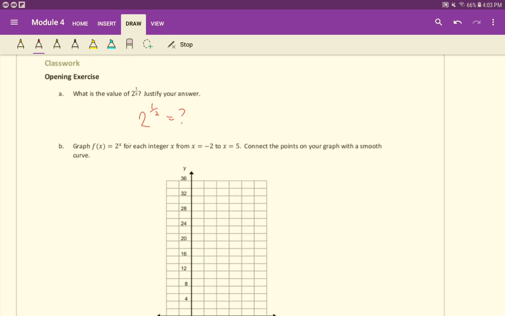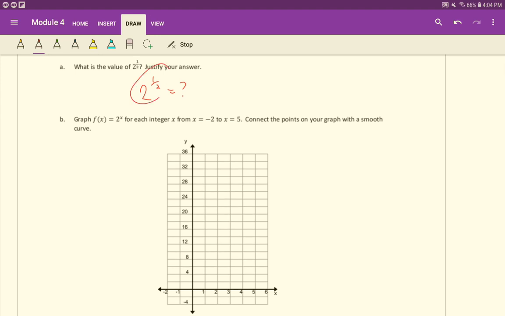What we can do now, though, is graph the function f of x equals 2 to the x for each integer from x equals -2 to x equals 5. And we'll connect the points on our graph with a smooth curve. Maybe we can use the graph to help us figure out what 2 to the 1/2 is going to be. So how are we going to make this graph?